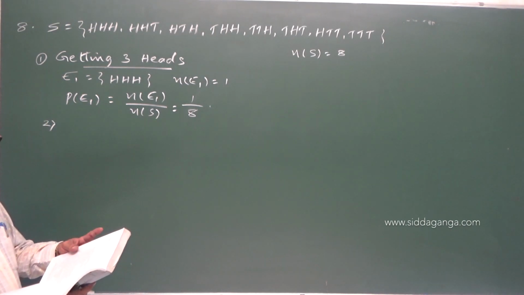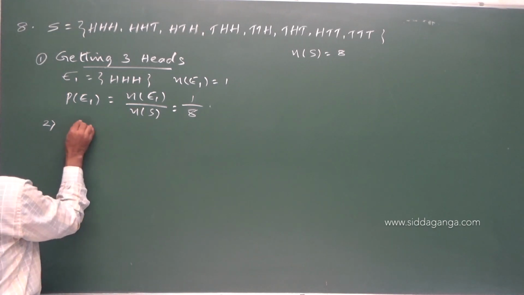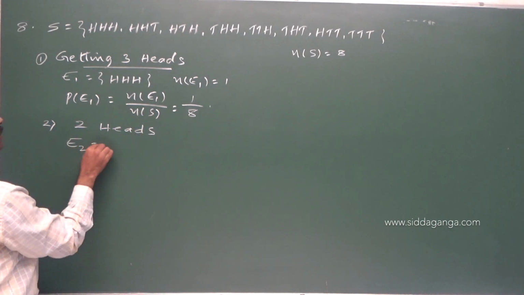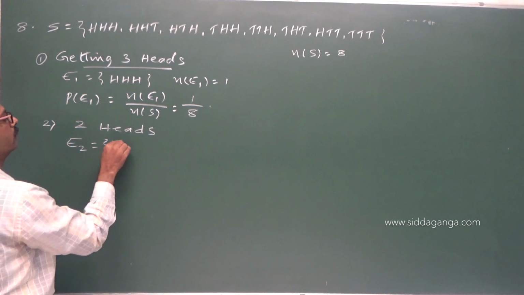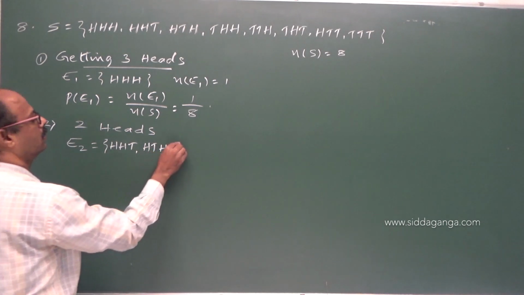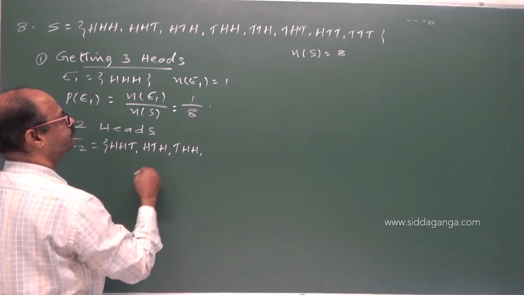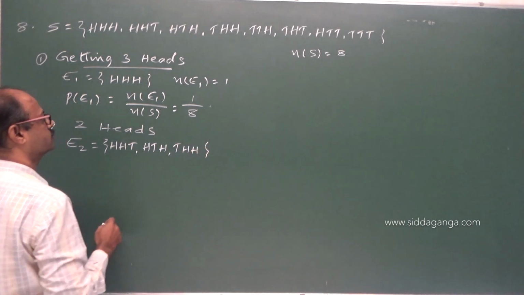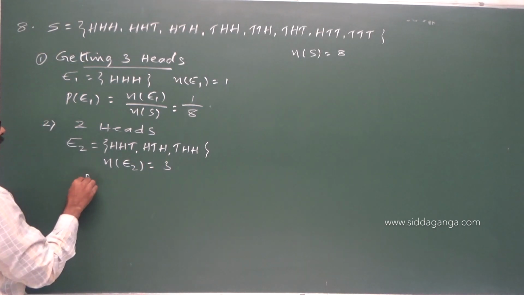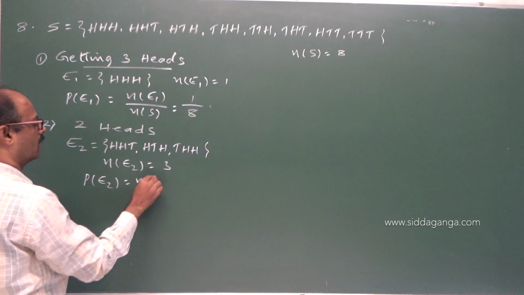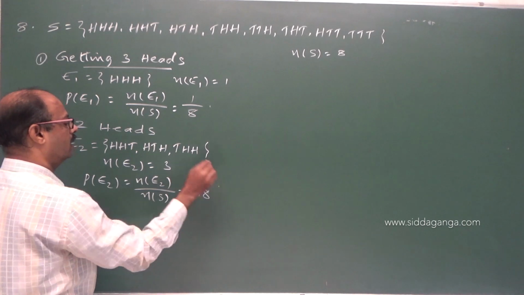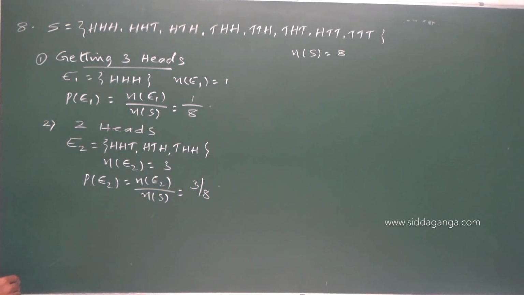Second, 2 heads. Getting 2 heads, you can call it as event E2. Look at 2 heads. The possibilities are HHT, HTH, THH, getting 2 heads like this. That is n of E2 is equal to 3. P of E2 is equal to n of E2 divided by n of S, which is equal to 3 divided by 8, like this.